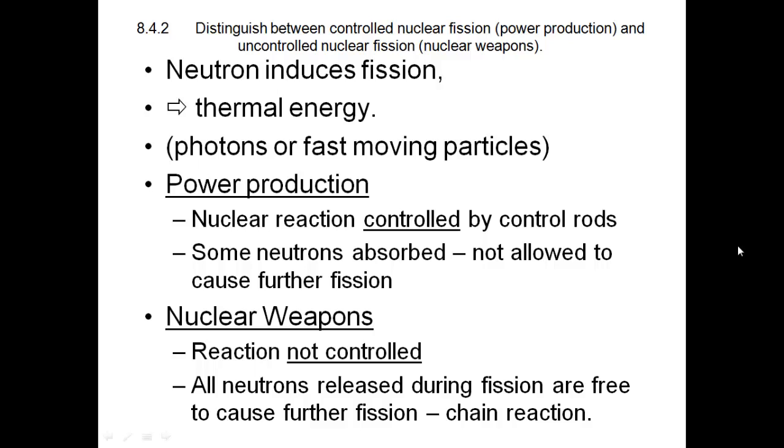Nuclear weapons, however, do not have control rods, and the reaction is not controlled. All the neutrons which are released during the fission are free to cause further fission, so you get a prolonged chain reaction which escalates.